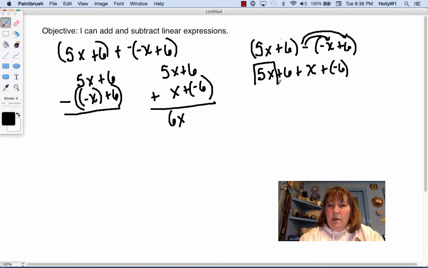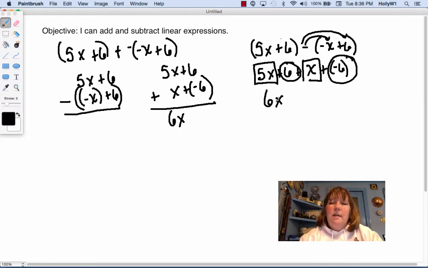Well, let's find our like terms. 5x and x are like terms, and 6 and negative 6 are like terms. So 5x plus x is 6x. 6 plus negative 6 is 0. So we still get 6x. Again, it doesn't matter how you decide to do these, you just have to be sure that this negative sign applies to everything inside of the parentheses, whether you do it this way and change it at that stage, or if you distribute it here.